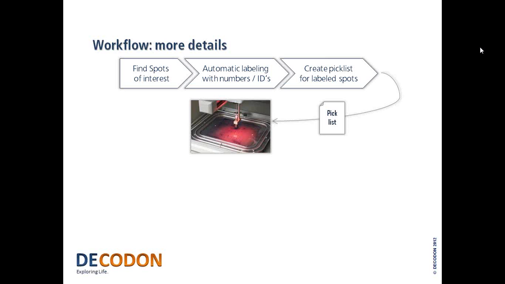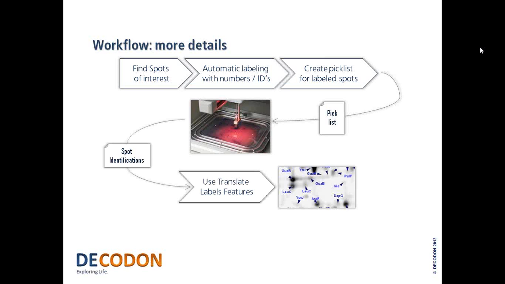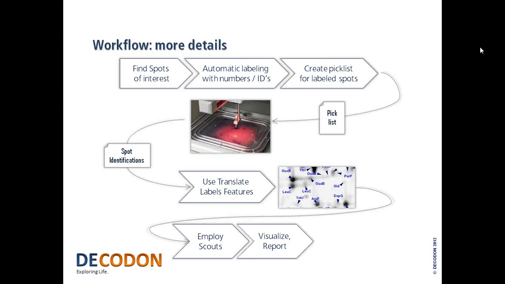Then outside of Delta 2D, of course, you can take the pick lists, pick the spots of interest, and then come back with spot identifications and use the translate label feature in Delta 2D to replace the automatically created labels, including numbers or IDs, anonymous labels, by the protein identifications. Based on this, you can employ scouts to query web databases of your choice to add more detailed information to your protein spots and then visualize the results and report your findings.